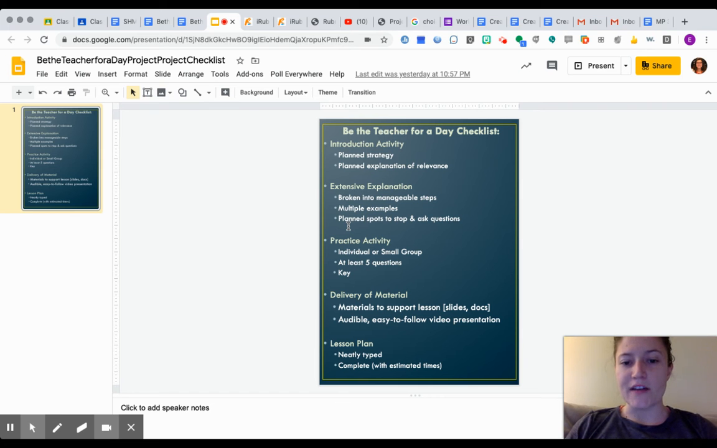It should be at least 5 questions, and you want to include an answer key. So it could be a Kahoot, it could be a Google Form, it could be a Google Doc with 5 questions on it. It's up to you how you want to assess people's understanding, but you need to create some kind of post activity to make sure that students know what's going on.